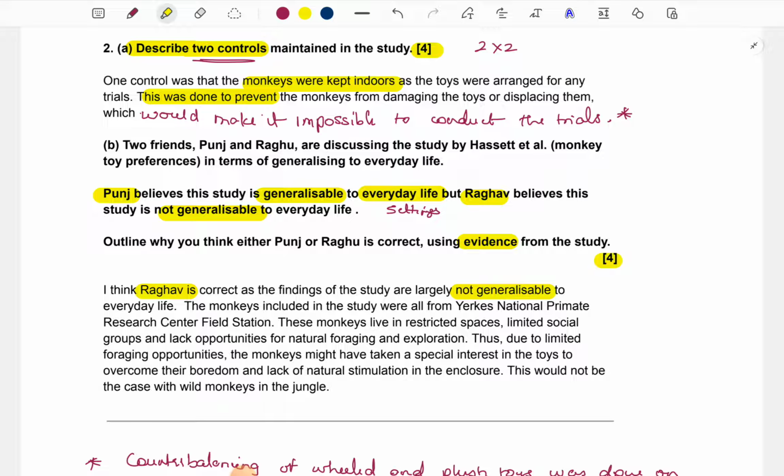An example is when you read your textbook, they tell you in the evaluation, one strength of Hassett et al. study is that many controls were maintained. Do they begin with counterbalancing was done in the study? The toys were positioned left or right, and then in the end they tell you it was a control. Why do they tell you right at the beginning? I know these are basic paragraphing principles, but they're very important. Students have lost sight of writing actually. They've lost the skill of writing.